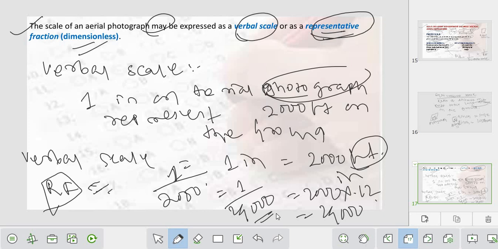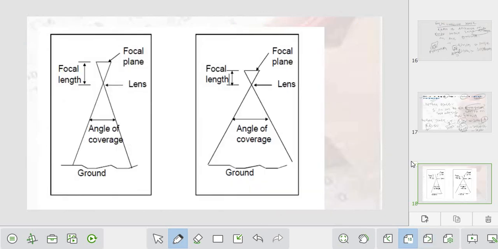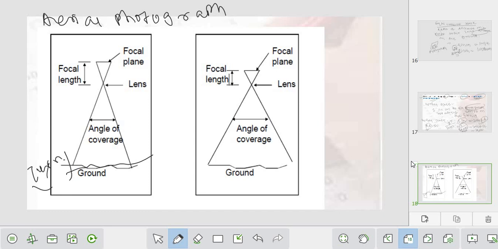So RF पे होगा 1 by 24,000, but in the verbal scale, 1 inch can be written as equal to 2,000 feet. Okay, in verbal scale. So this is the aerial photograph, and also RF, so suppose this is the aerial photograph. Suppose this is the ground, so ये terrain है, ground है. So this is the lens. Okay, lens is here, and from lens this is the focal plane or film is there.